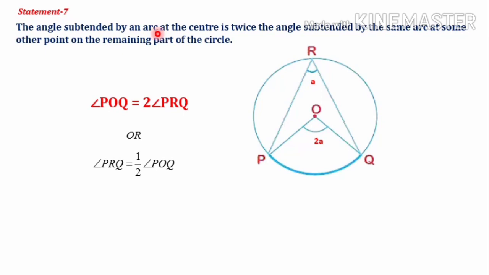So in a statement, if you say the angle subtended by the arc at the center is twice the angle subtended by the same arc at some other point on the remaining part of the circle.